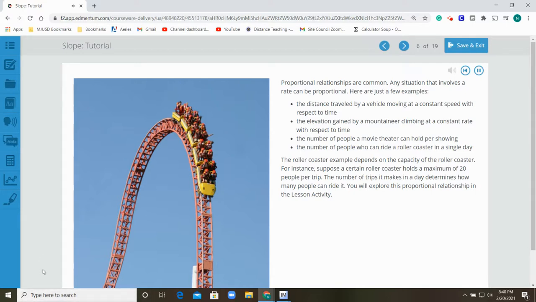The number of people a movie theater can hold per showing. The number of people who can ride a roller coaster in a single day. The roller coaster example depends on the capacity of the roller coaster. For instance, suppose a certain roller coaster holds a maximum of 20 people per trip. The number of trips it makes in a day determines how many people can ride it. You will explore this proportional relationship in the lesson activity.